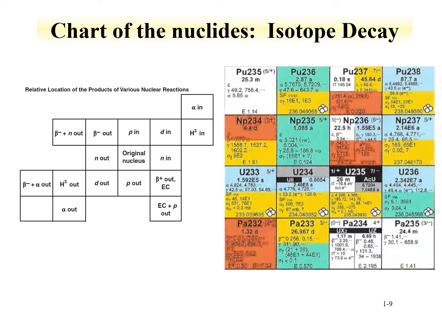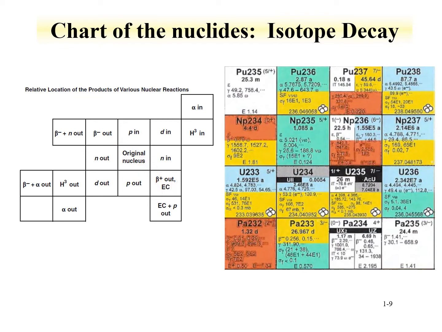If we look at decay, if I emit an alpha particle, it goes from the original down diagonally 2. If a beta minus comes out, it moves up diagonally 1. And if it decays by positron emission or by electron capture, it goes down diagonally.